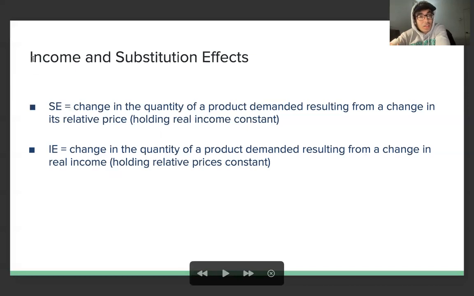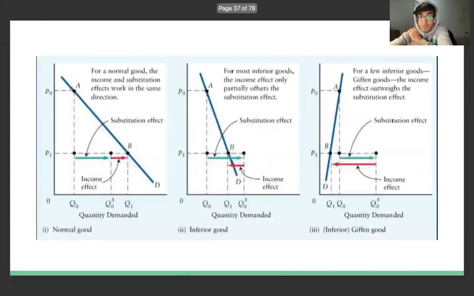Okay, now we come to income and substitution effects. When we say price is inversely related to demand, that downward slope, that movement along the demand curve, comes from two effects. One is the substitution effect, which is basically saying that the quantity of a product demanded can change because of its relative price changing. And then the income effect is basically saying that there's another effect that adds to that, which is your purchasing power. It's different for all three types of goods, and we'll look at the graphs of that.